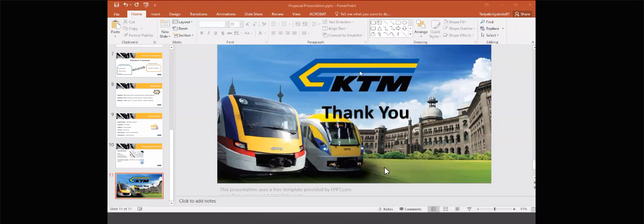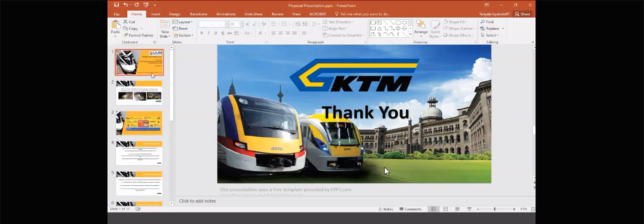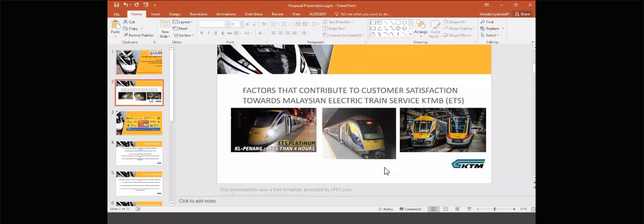Okay. So please go back to the first slide, Nitya. This is a very good topic title. When you look at the title here, we can understand that you are going to study what are the factors that contribute to customer satisfaction, right? All right. The next slide, the third slide.